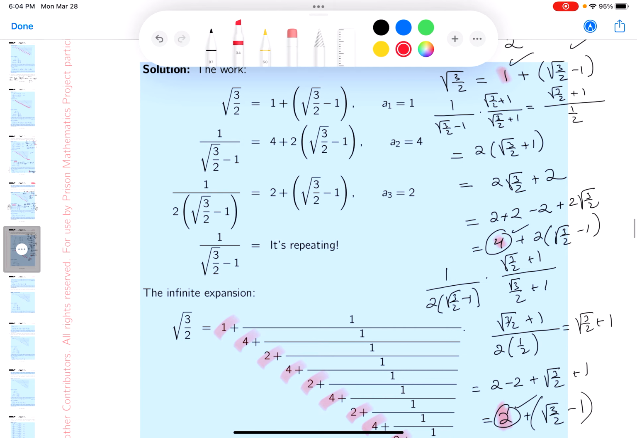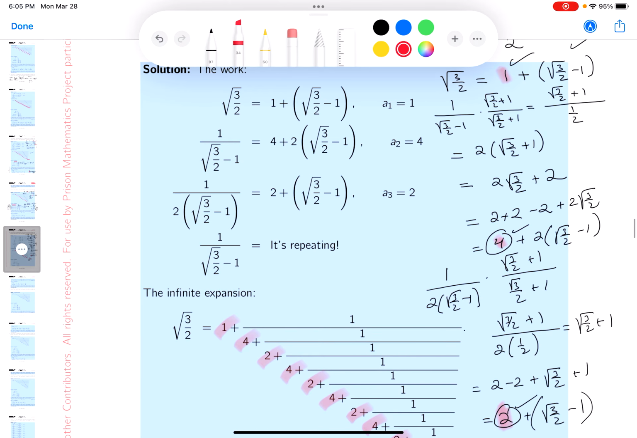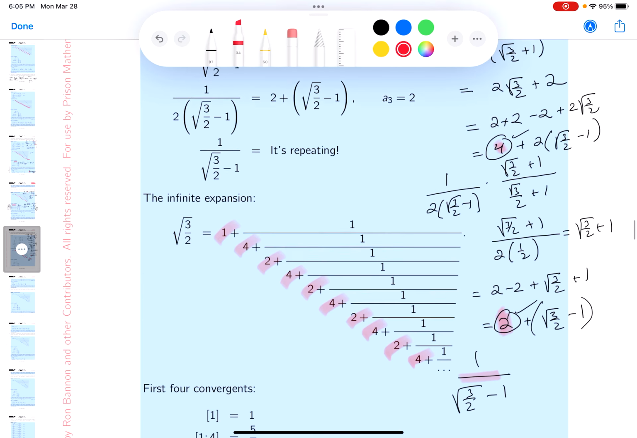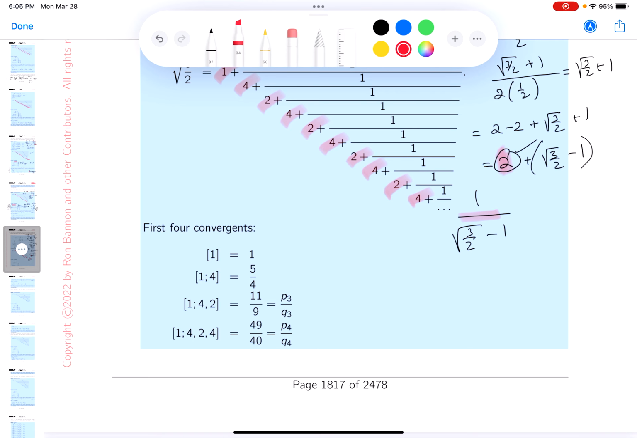1, 4. Just give me a second here. Yeah, I'm going backwards. Yeah, that's okay. So I did it right. And then I write the convergence down, all right?